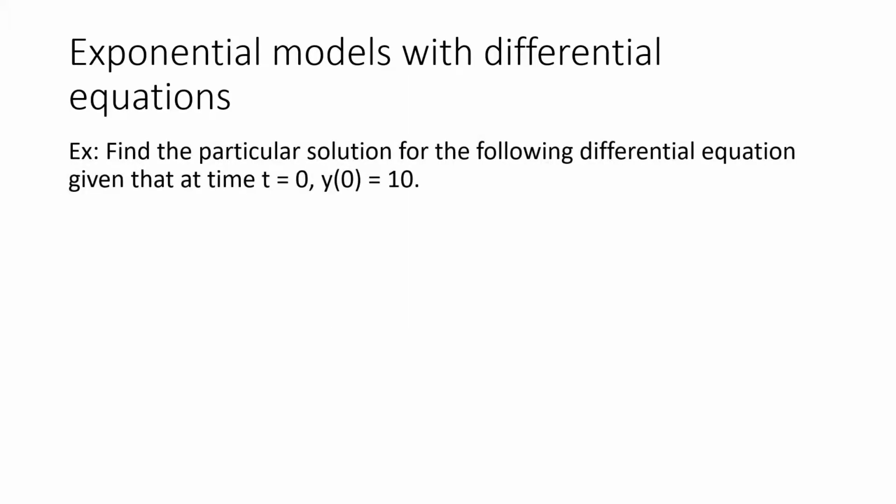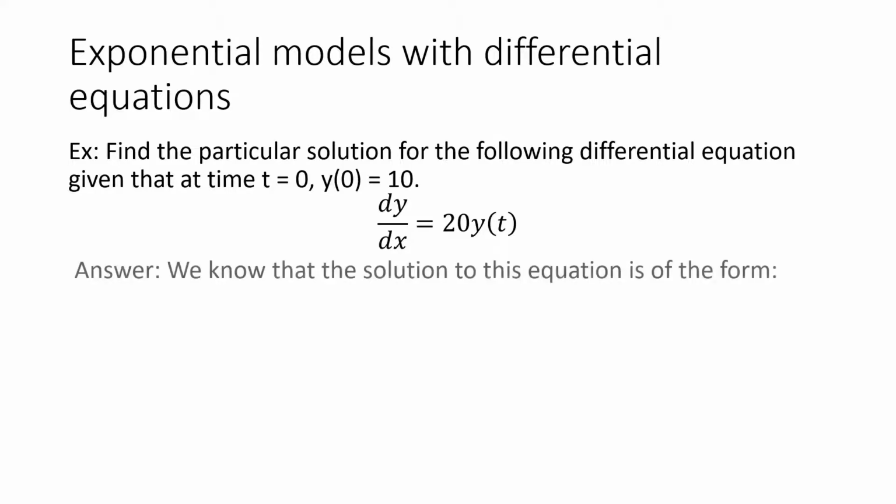Alright, this is best demonstrated through an example. Find the particular solution for the following differential equation given that at time t = 0, y(0) = 10. dy/dt = 20 times y(t).